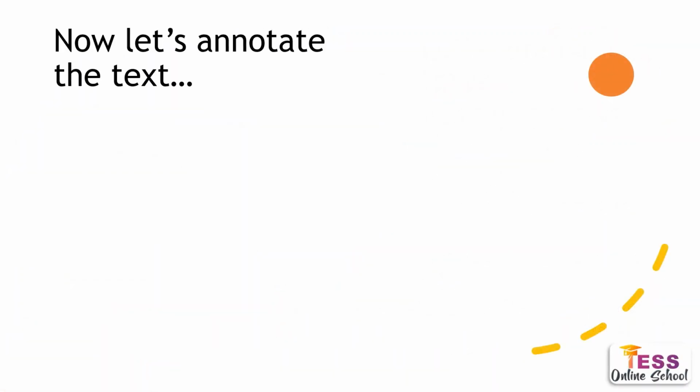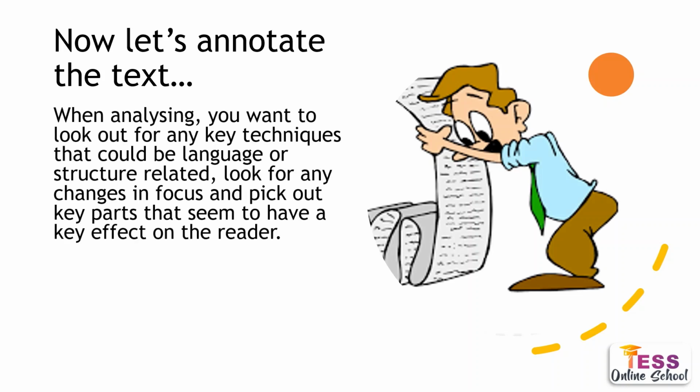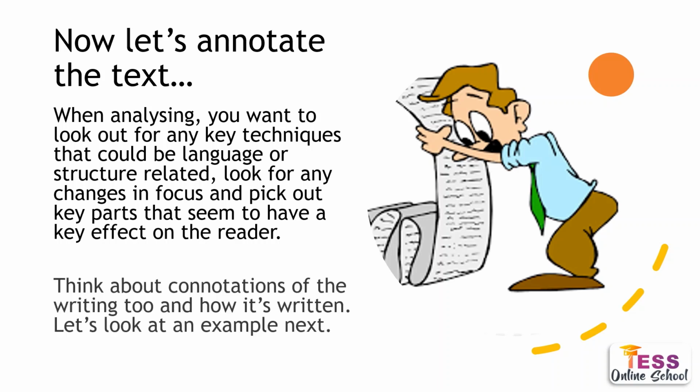Now, how could we annotate this? When analyzing, you want to look out for any key techniques that could be language or structure related. Look out for any changes in focus and pick out key parts that seem to have a key effect on the reader. Think about connotations of the writing too. These are the emotions that are created and what comes to mind when those certain words are used and how it's written. Let's look at an example next.